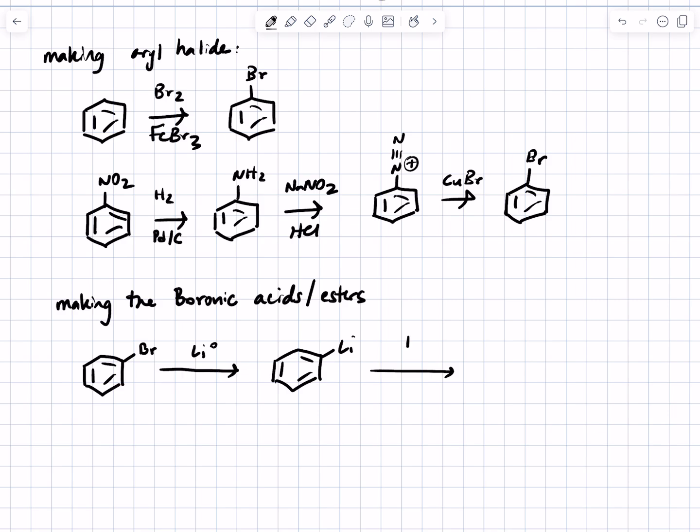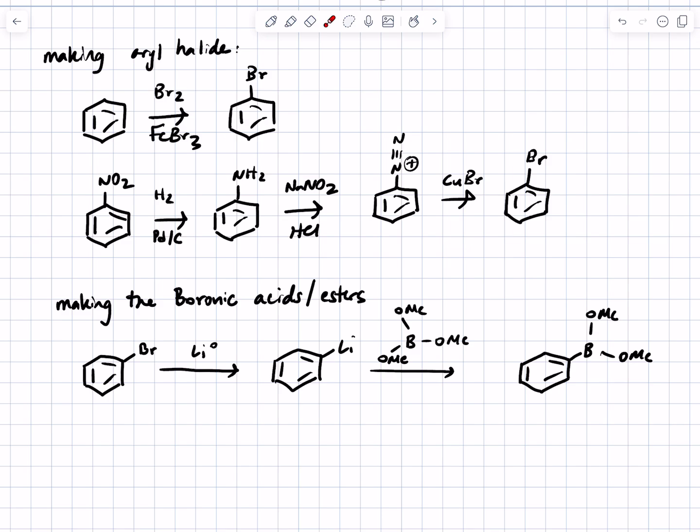But then if you take a boron reagent where the boron is attached to 3 OR groups, one of the OR groups comes off and is, excuse me, sneezing, replaced by the benzene, by the organolithium reagent.